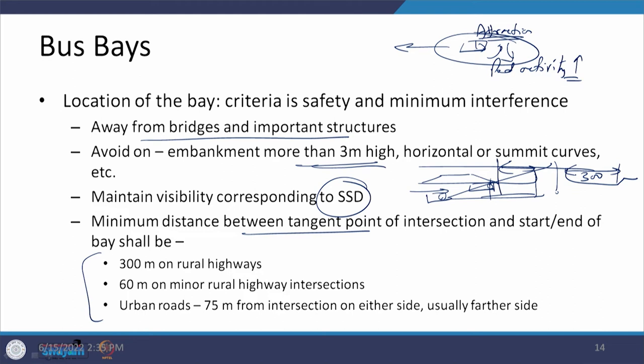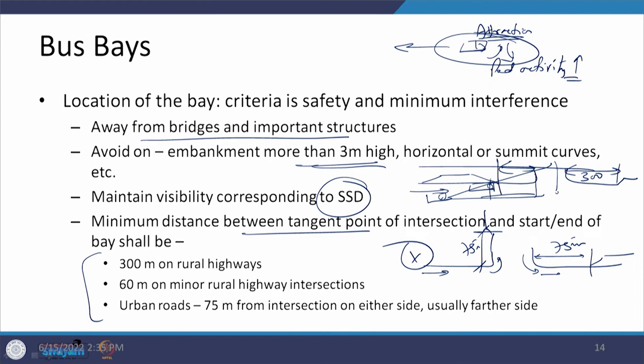That means if this is an intersection, and the traffic is moving like this, then it is better to have the bay on this side at 75 meter distance rather than on this side. Similarly, if it is a turning and we have to provide it here, then this can again be at this side. So, this ensures the turning movements are free and the visibilities are proper, and then there is no problem to the smooth movement as well as the safety.